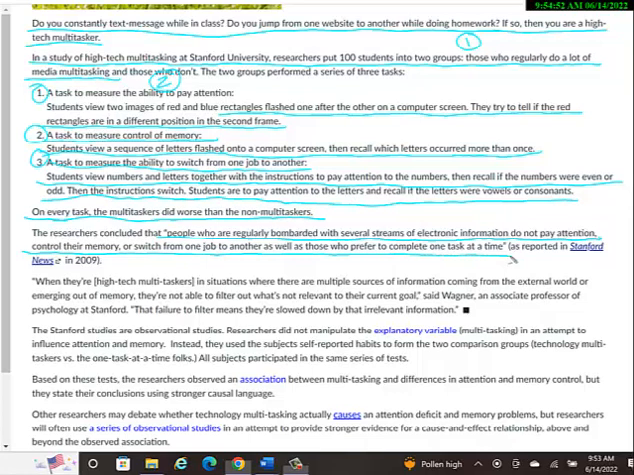Interesting. So here the quote is, when they're high-tech multitaskers in situations where there are multiple sources of information coming from the external world or emerging out of memory, they're not able to filter out what's not relevant to our current goal, says an associate professor at Stanford. That failure to filter means they're slowed down by irrelevant information. So the multitaskers actually do worse because maybe they're paying attention to things that aren't important, whereas the people that aren't really multitaskers are focusing on what they're supposed to focus on rather than letting images bombard them.